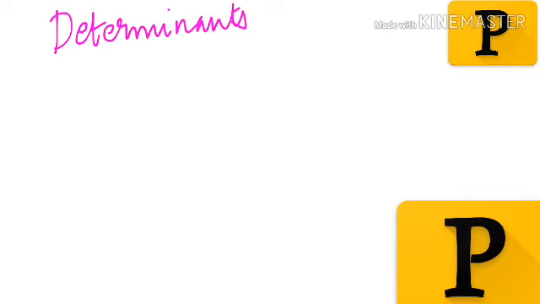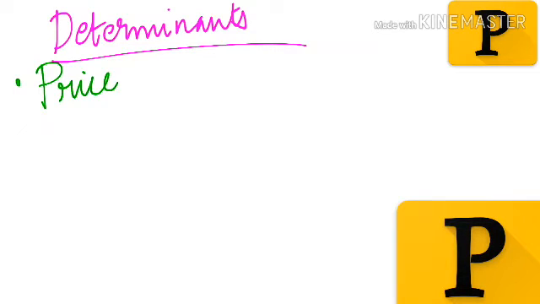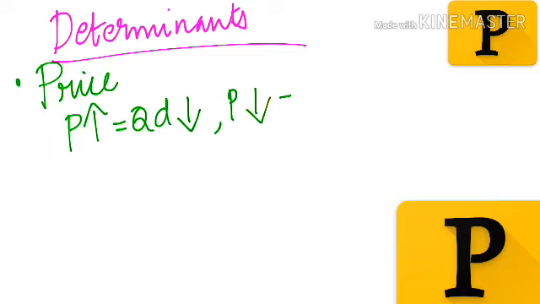We have seen demand, the law of demand, and the demand curve, that is the graphical representation of law of demand. Now let us see what are the determinants of demand. The first and the most important determinant of demand is price. Price of a commodity determines how much quantity is to be demanded. We have already seen this in the law of demand. So when price increases, quantity demanded decreases, and when price decreases, quantity demanded increases. This is the most important determinant of demand.